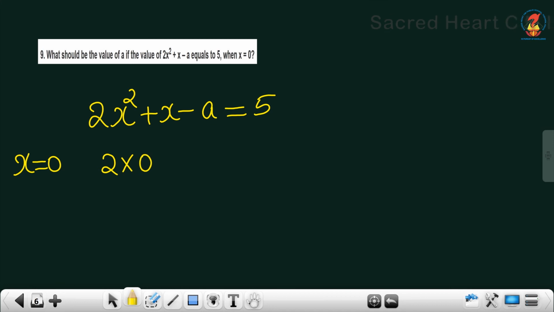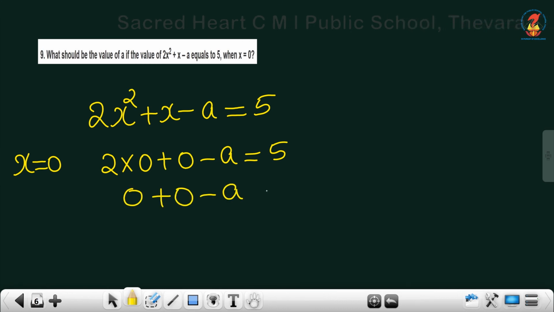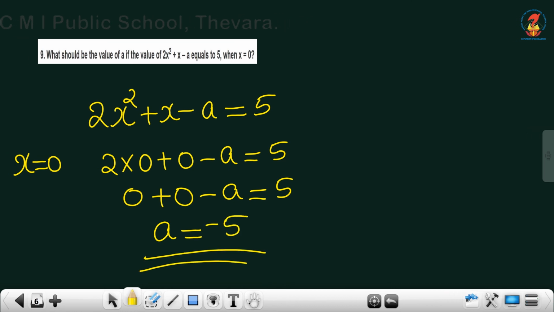2 into 0 plus 0 minus A is equal to 5. Okay. Then what happened? This is 0 plus 0 minus A is equal to 5. We have to find the value of A. So what you can write? A is equal to negative 5. What is the value of A here? A is equal to negative 5.